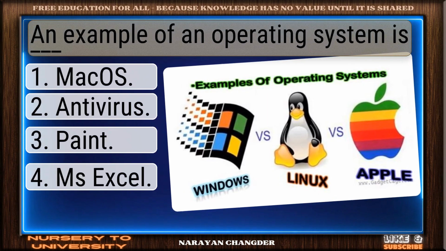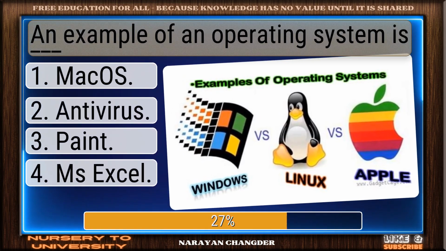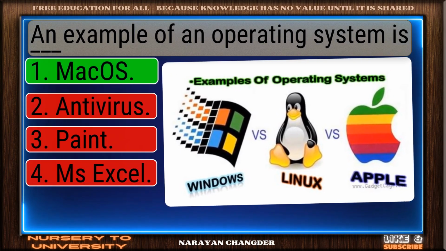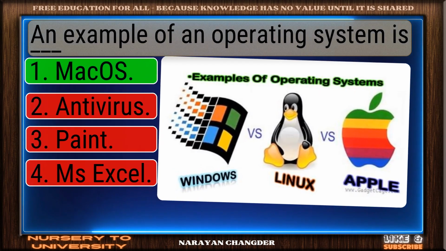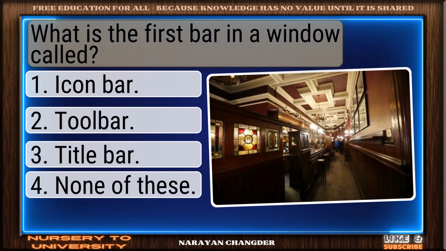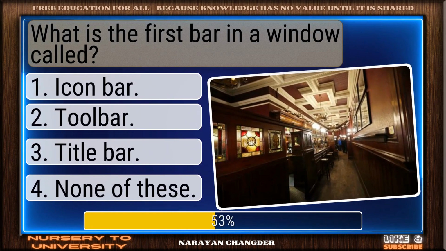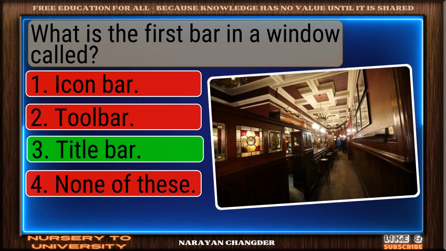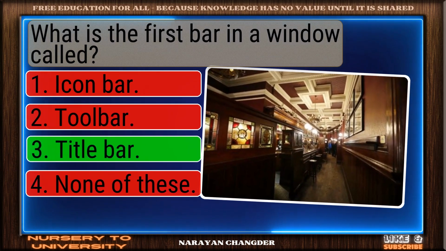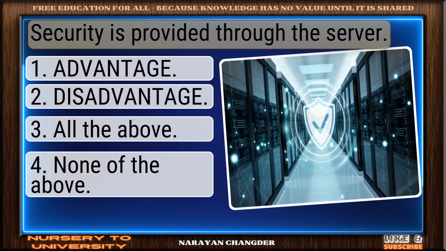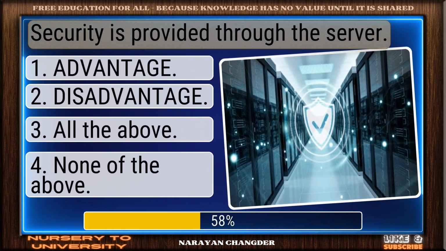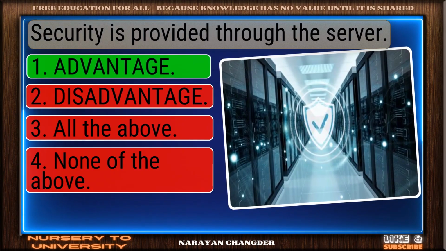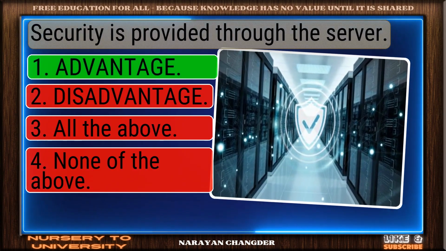An example of an operating system is Dash. Great thinking. MacOS is the right choice. What is the first bar in a window called? You chose title bar, and it is correct. Security is provided through the server. On track. Advantage is the correct answer.